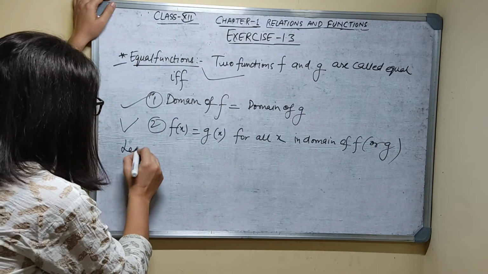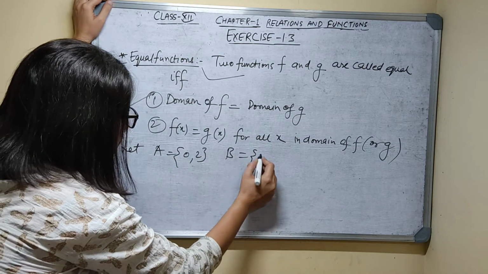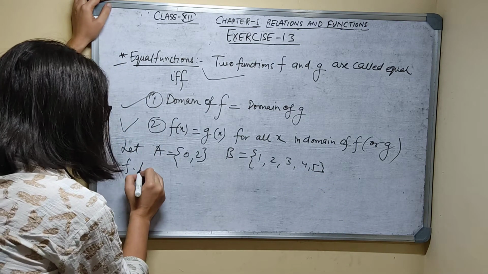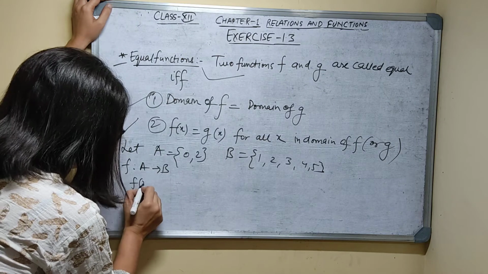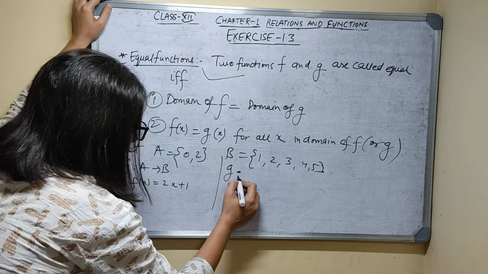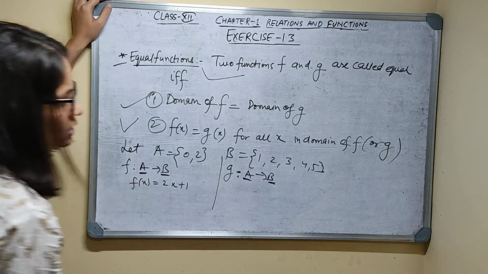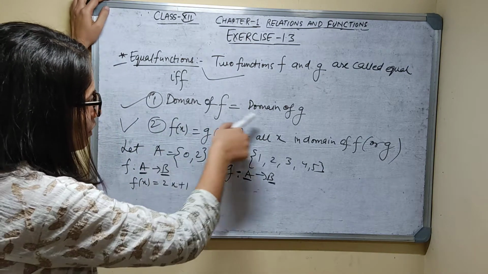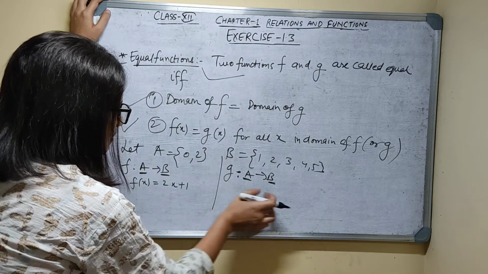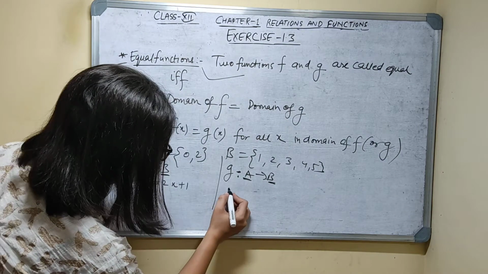So let me take one example. Let A = {0, 2}, B = {1, 2, 3, 4, 5}. The function f is from A to B, and f(x) = 2x + 1. Here g is also defined from A to B only, because the domain is the same and the codomain is also the same. So what is the first condition? The domain of f is equal to the domain of g, and f(x) = g(x). This B is the same, so the range will also be the same. So g is from A to B.